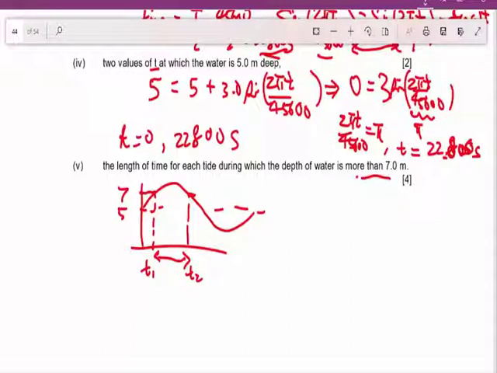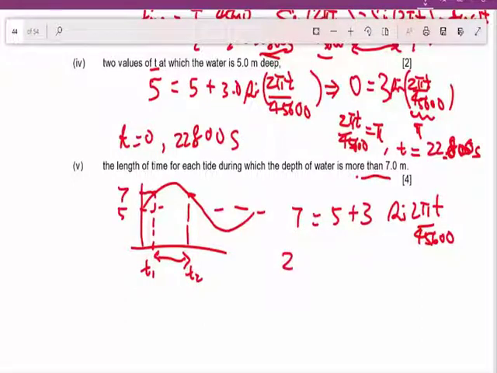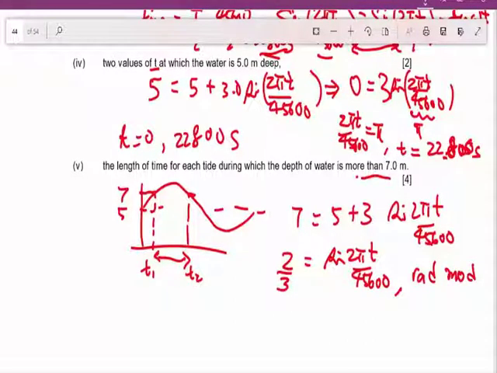What you need to do is similar to the previous part: put the value of 7 on the left hand side, equals 5 plus 3 sine of 2 pi t divided by 45600. Solving, 7 minus 5 is 2, so 2 divided by 3 equals sine of 2 pi t over 45600. Now take your calculator and take the inverse sine of 2 divided by 3, but you have to use radian mode, because the terms inside are all in radian.